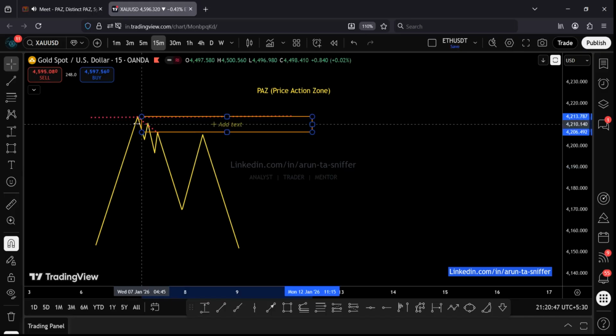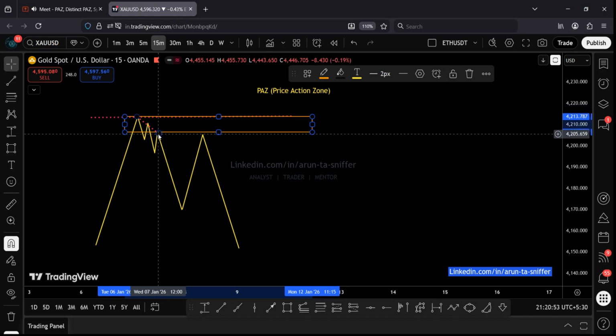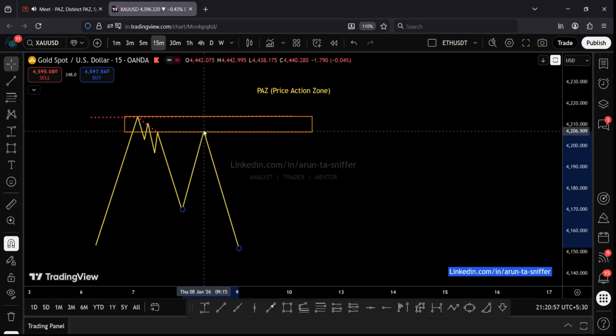Why distinct price action zone? We don't have anything above this, just below this. This is the distinct price action zone. Price will reach the distinct price action zone and then come down.